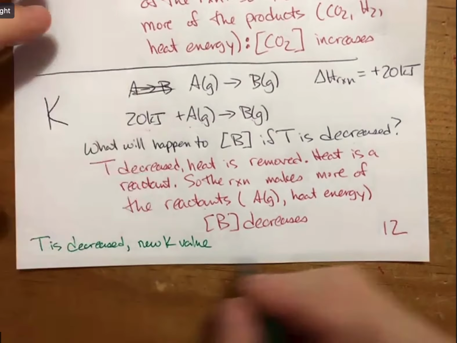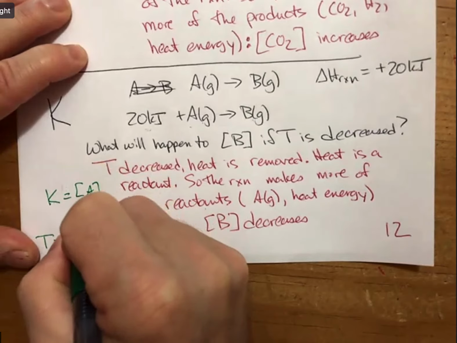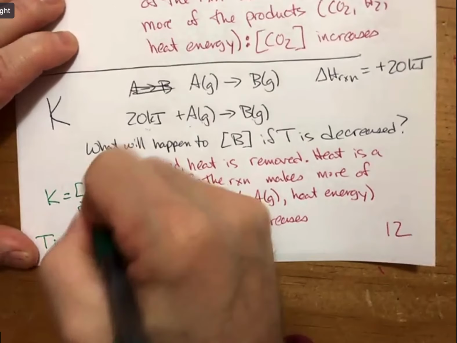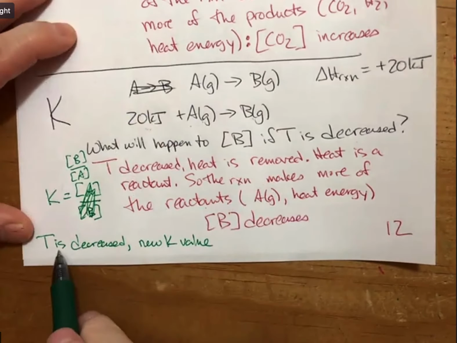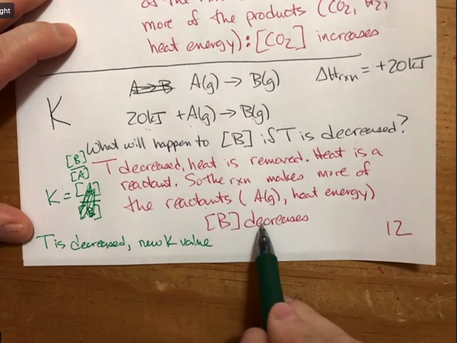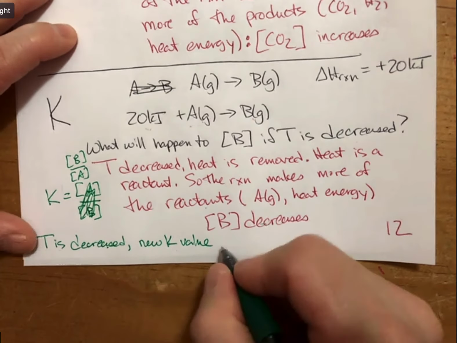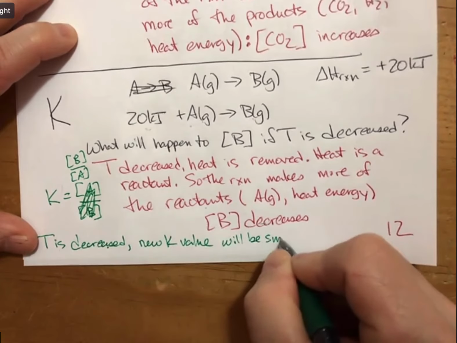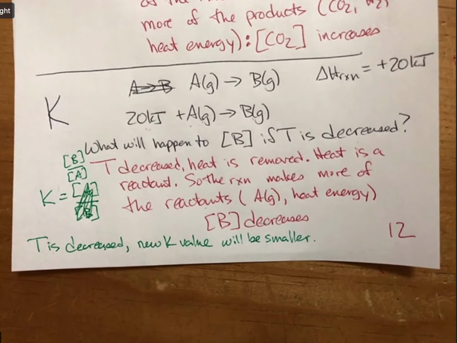And I know this is all very new, and I'm happy to take you through. It will be less than, yes. Sorry, I just totally did that backwards because I was thinking about something else. There we go. So if T is decreased and heat is removed and the reaction decreases the numerator of this and increases the denominator, the new K value will be smaller. Right on. And we don't know how small, right? This is a qualitative, meaning no numbers, approach. That's how Le Chatelier's principle works.